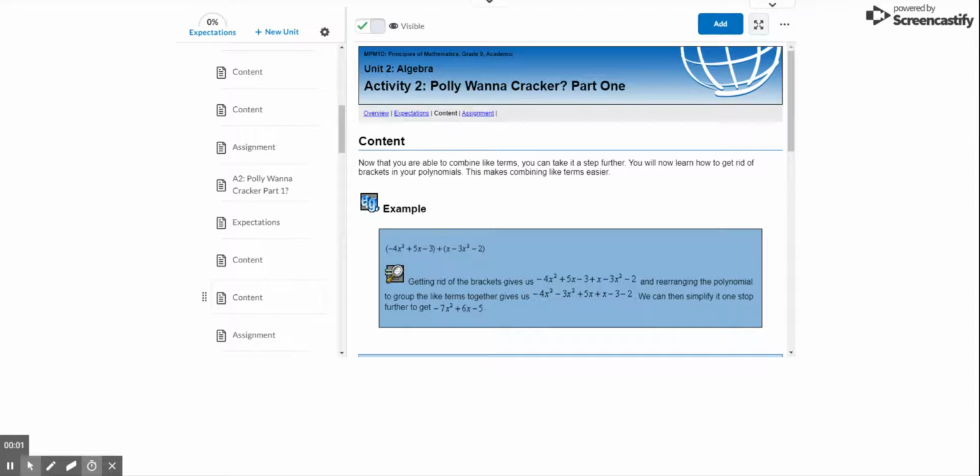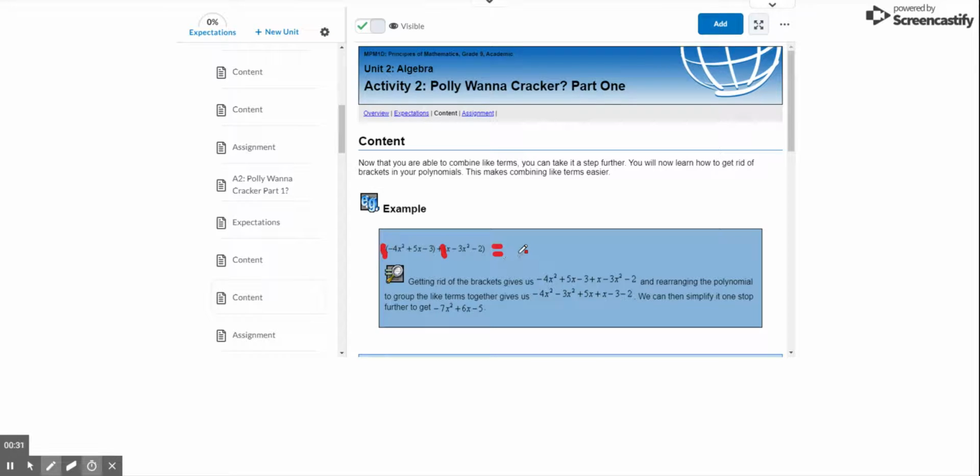Okay, now we're looking at getting rid of brackets in your polynomials to make combining the terms easier. Now, generally, we never write the number 1 in front of a bracket. What we're actually doing is multiplying everything inside the brackets by 1. 1 is there, but we never write it because 1 times anything doesn't change it.